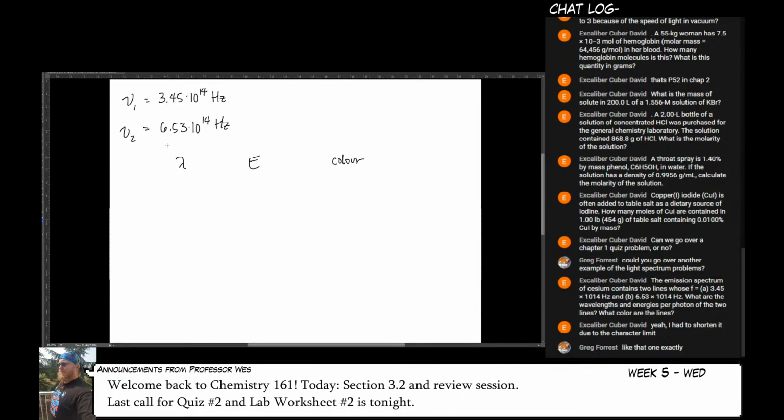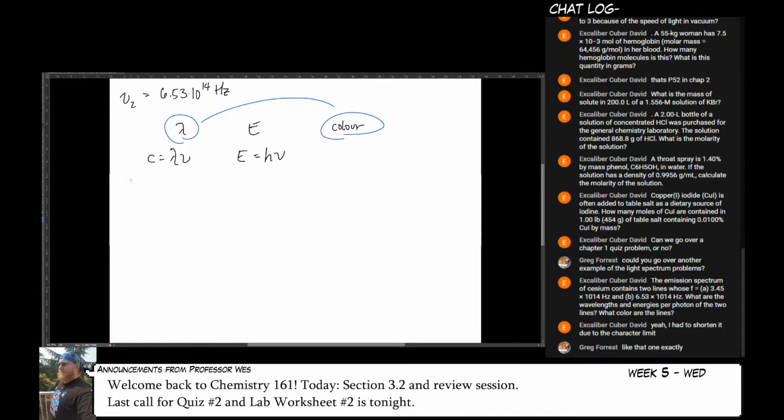Well, wavelength and color are related. So if I know what the wavelength is, then we can just go to the color chart and look up the color. How do I get wavelength out of this? Well, we know that c equals lambda nu, and c is a constant. And then for energy, E is Planck's constant times the frequency. So that should be easy enough to do. Let's do the wavelength and color first.